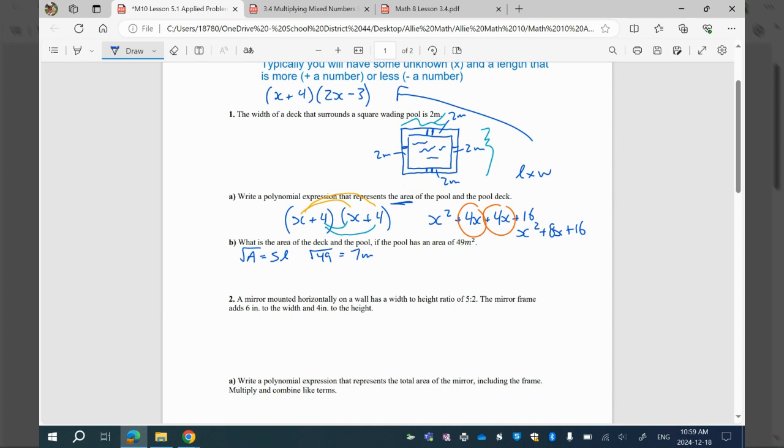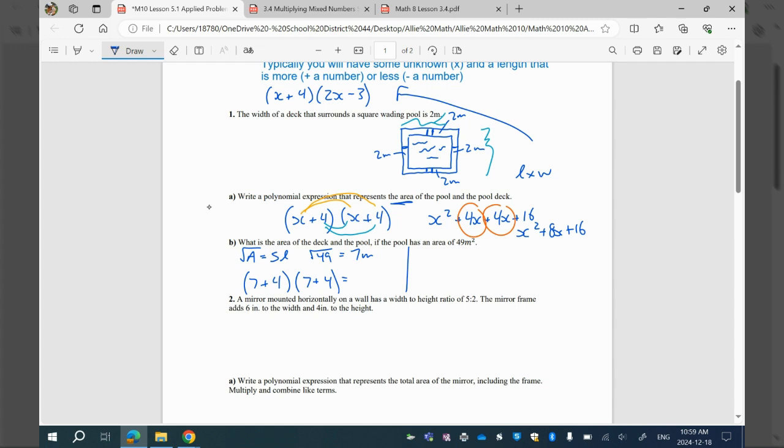And now we can put this 7 into our equation at either point. We could do this beginning part. So we could have 7 plus 4 times 7 plus 4. So we found our x, and we're replacing the x with our 7.